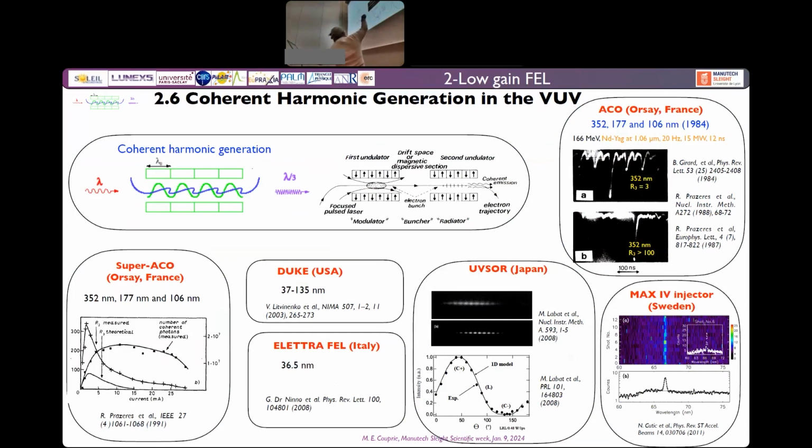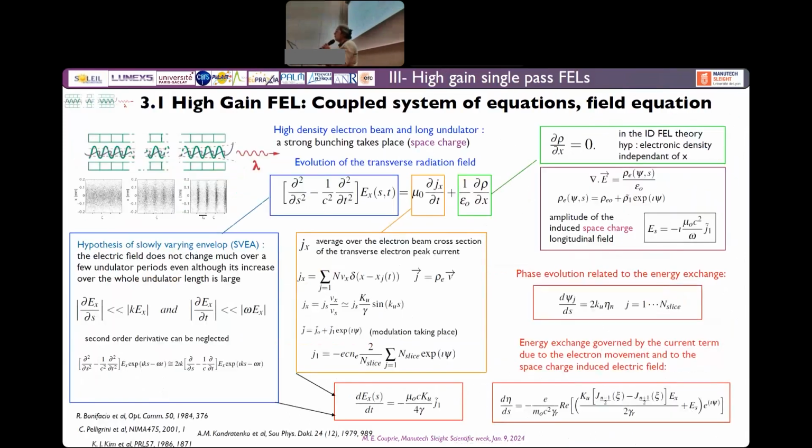We had collaboration with UVSOR, where you could see the measurements of the improvements of the coherence with Young slits. And we played with LUCID and MAX IV with its injector. But if we want to go to shorter wavelengths, we have to consider high gain FELs. So I give a bit of mathematics.